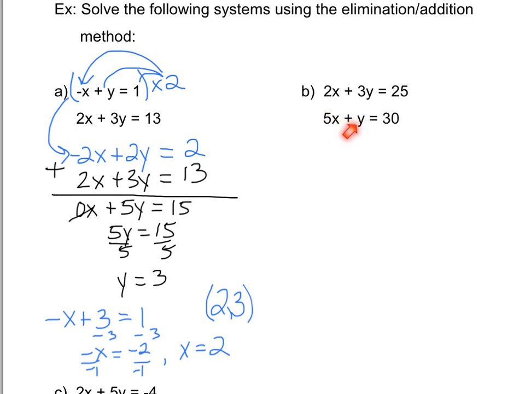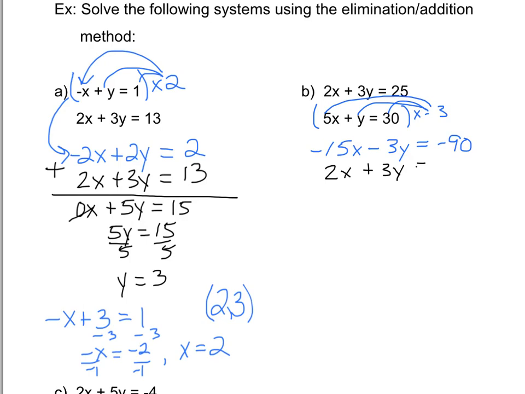We need to make this become negative 3y, because we want the signs to be opposite and we want the same number. So I'm going to have to multiply this equation by negative 3. Negative 3 times 5x gives us negative 15x. Negative 3 times y gives me negative 3y. And negative 3 times 30 equals negative 90. So that's that equation. Now the first one we didn't have to modify, so I'm just going to rewrite it below. 2x plus 3y equals 25.